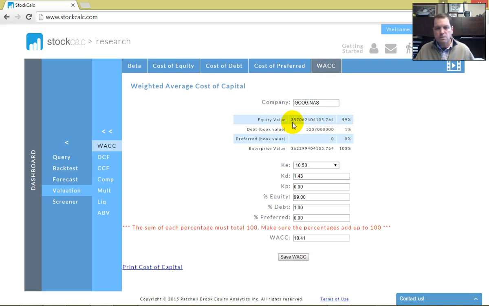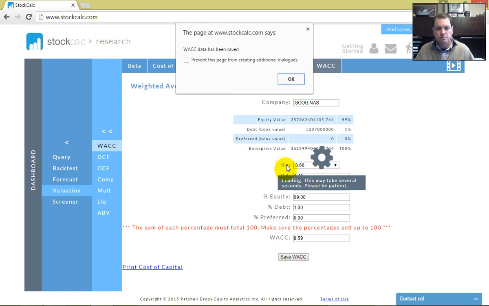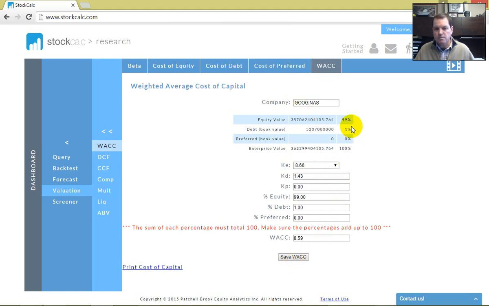So in this case, Google is essentially all equity value with very little debt, 99% equity to 1% debt, which means its weighted average cost is essentially equivalent to its cost of equity. We're going to use the cost of equity from the capital asset pricing model. We get a calculation of 8.59, and we'll save that WACC. The WACC is the percentage of equity times the cost of equity plus the percent of debt times the cost of debt plus the percent of preferred times the cost of preferred. That gives us this blended cost. So that's the first step, calculating the weighted average cost of capital.